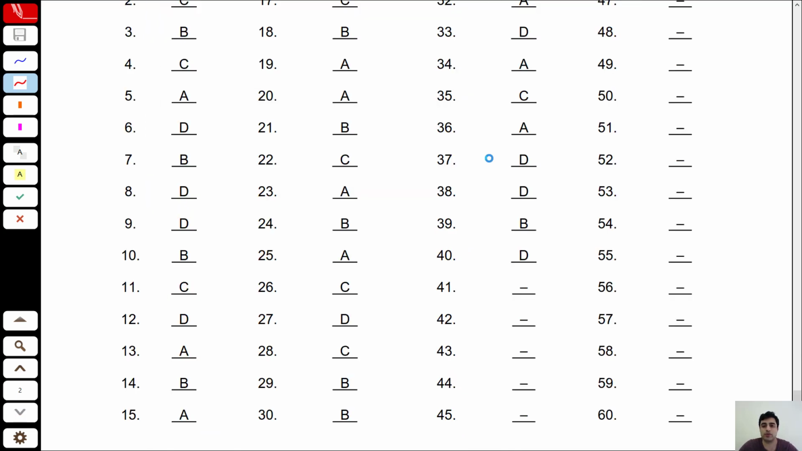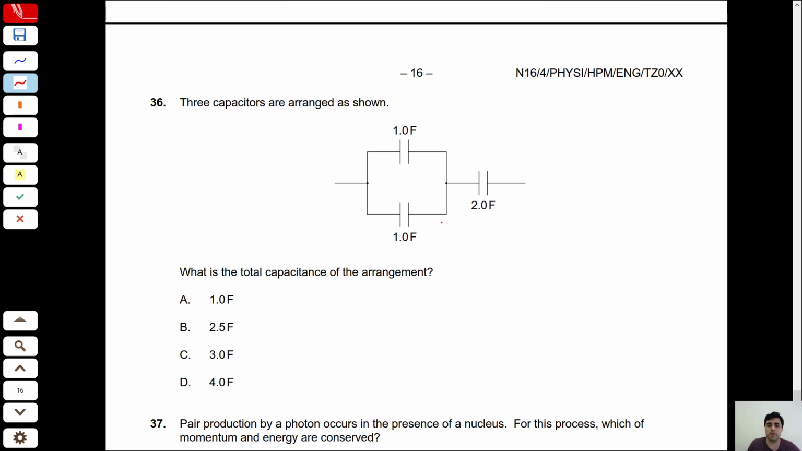So you see we have two parallel capacitors. Let's find the total capacitance for a parallel circuit. In a parallel circuit, we add them together. Don't use the parallel circuit formula. That is for resistance. In capacitance, it's the other way around. 1 plus 1 is 2.0 farad. And then this and these two are in series. So if they are in series, we apply the parallel formula.